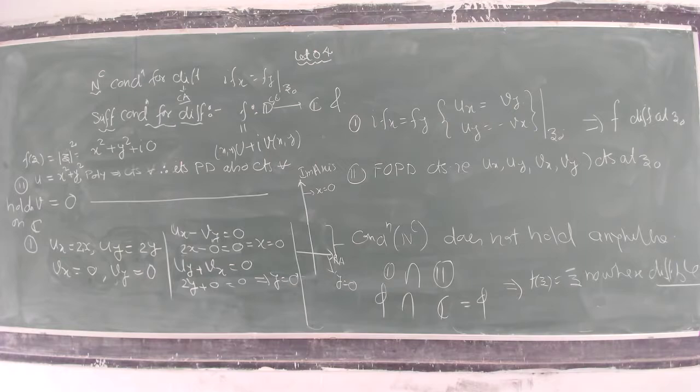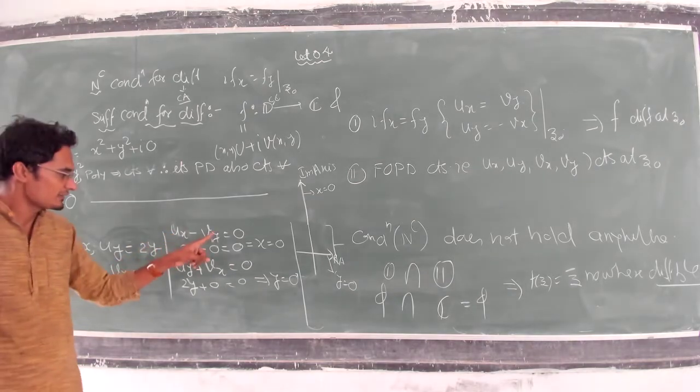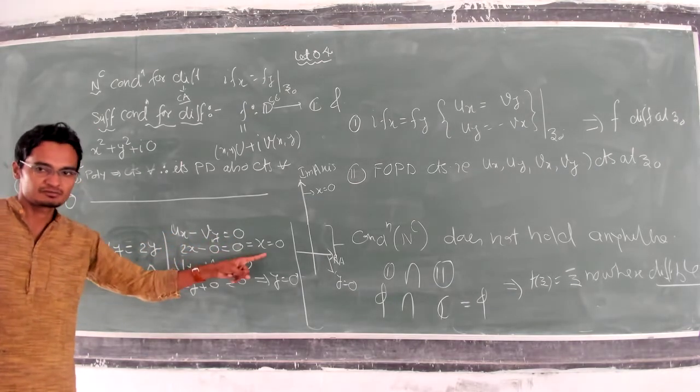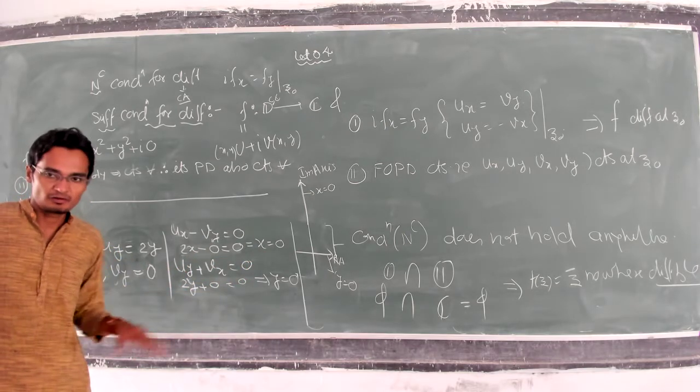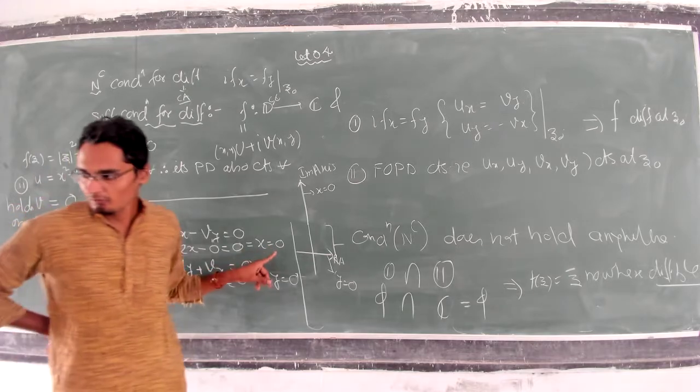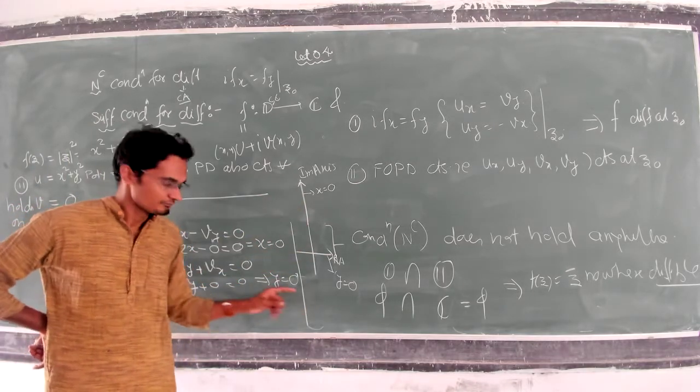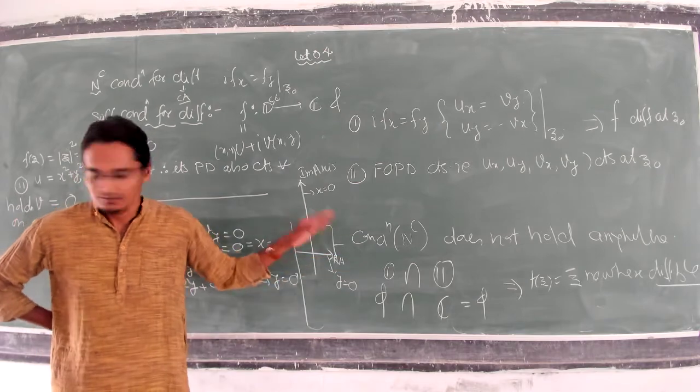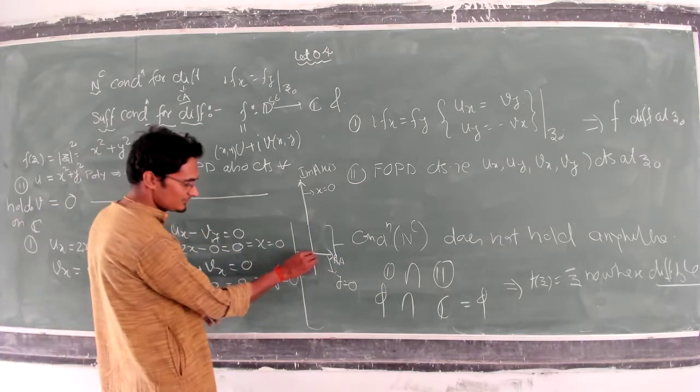Now we need the first condition. If it is also satisfied everywhere, then your function will be differentiable everywhere. But the second condition, ux equal to 2x, uy equal to 2y, v is 0, so partial derivative with respect to x will be 0, partial derivative with respect to y will be 0. This is satisfied, right? So what you get, ux minus vy equal to 0, meaning 2x minus 0, so x equal to 0. And uy plus vx, 2y plus 0 equal to 0, means y equal to 0. X equal to 0, this is the imaginary axis. Y equal to 0, this is the real axis. If you take the intersection, then this will be simply the origin only.